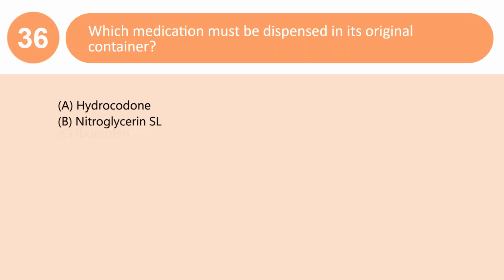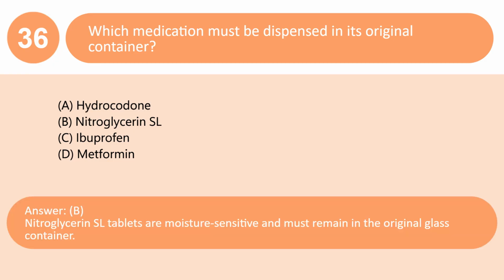Which medication must be dispensed in its original container? A. Hydrocodone. B. Nitroglycerin SL. C. Ibuprofen. D. Metformin. Answer B. Nitroglycerin SL tablets are moisture sensitive and must remain in the original glass container.